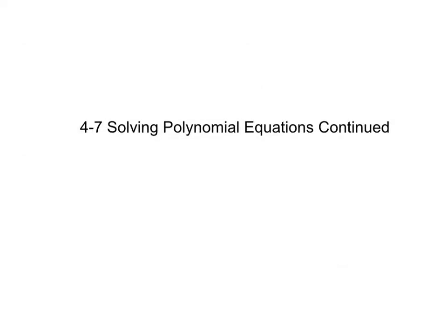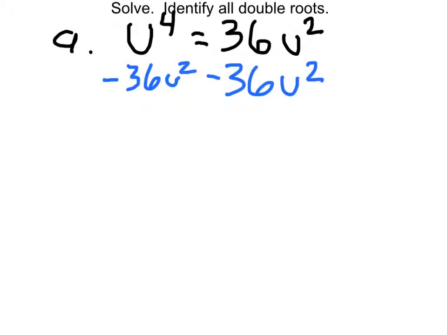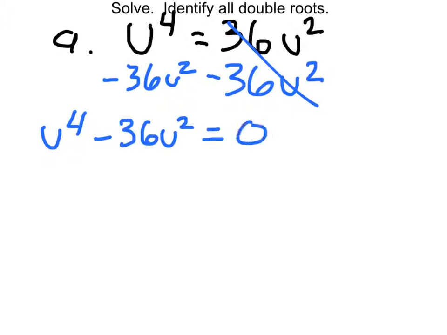Today we're going to continue solving polynomial equations. My first step in solving these polynomial equations is to get 0 on one side of the equal sign. So here I'm going to move this 36u squared to the other side, so I'm going to subtract 36u squared. That's gone, it's equal to 0, so I'm now left with u to the fourth minus 36u squared equals 0.